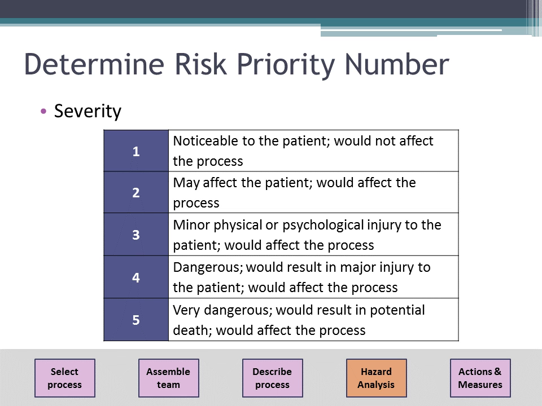So the severity scale, we've got a 1 through 5 scoring system. This is covering severity in terms of impact on the patient and also impact on the process. 1 here is the lowest severity, and then we work our way up to a 5, which is the highest severity.